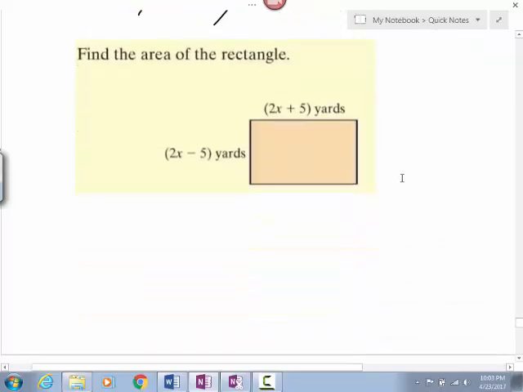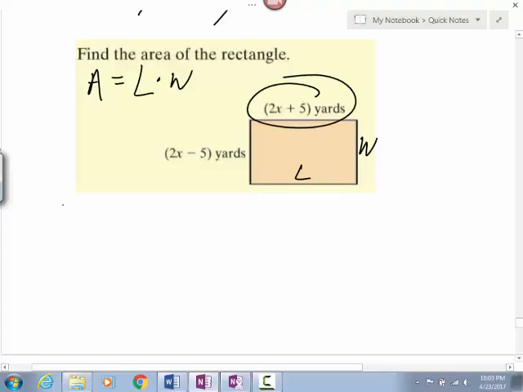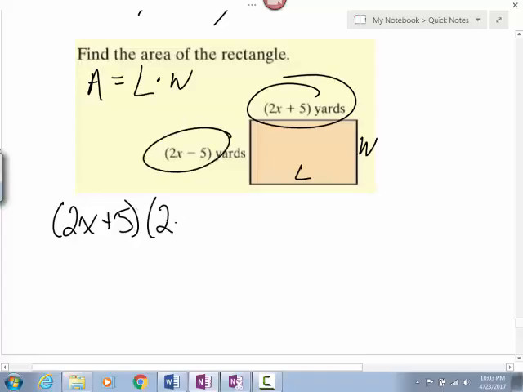All right, so the last problem here says, let's find the area of the rectangle. So again, if you recall, the formula for the area of a rectangle is the length times the width. So this is typically what we call the length. This is typically what we call the width. So we're going to take the length, which is the same thing as 2x plus 5. We're going to multiply it by the width, which is 2x minus 5, and we'll distribute.